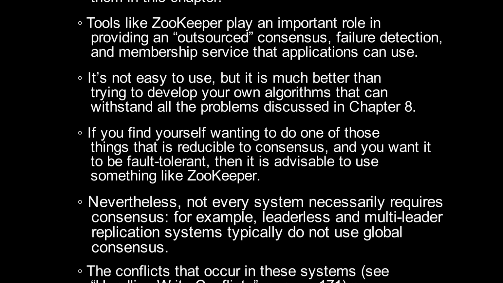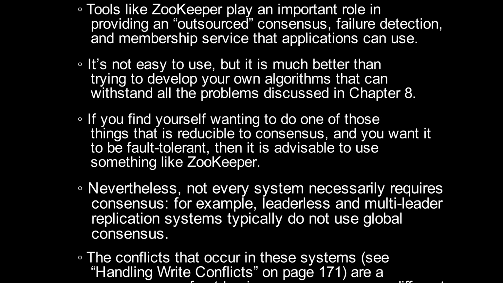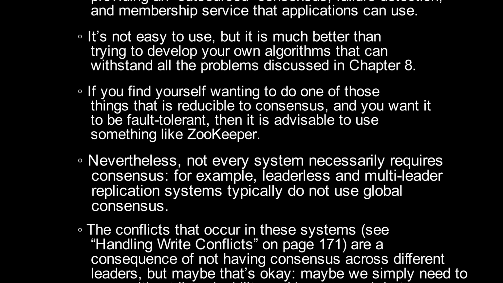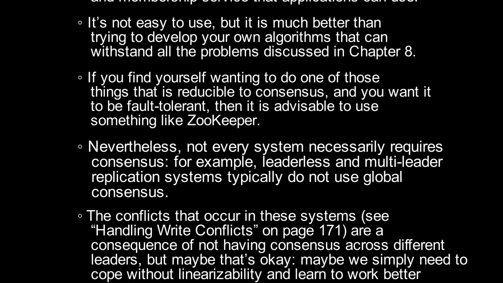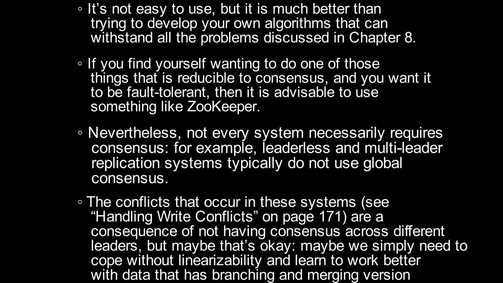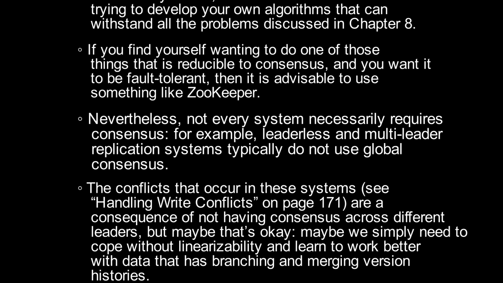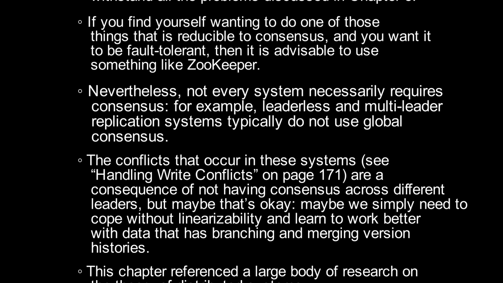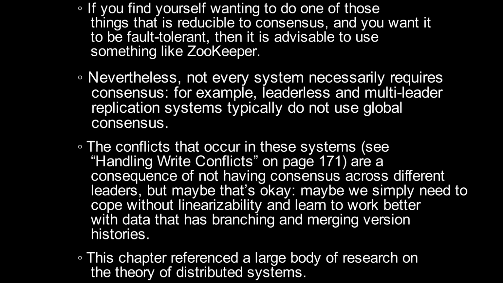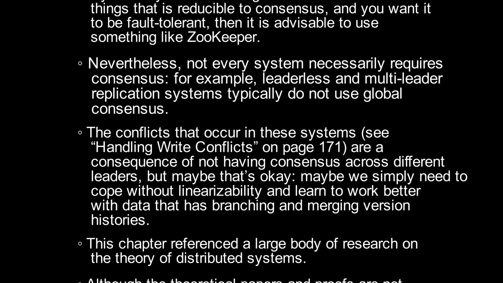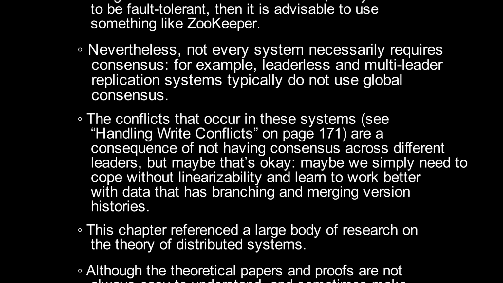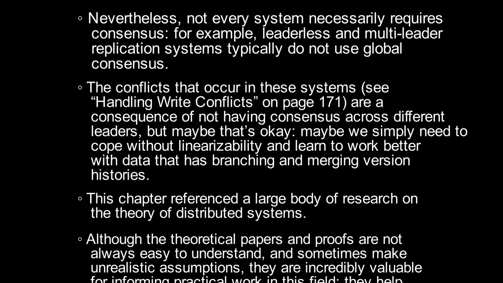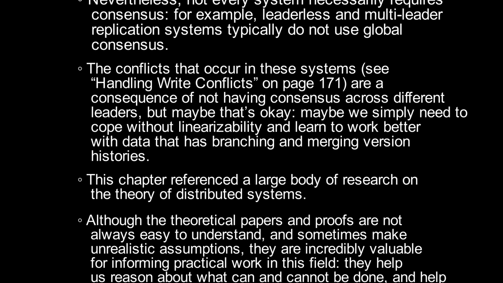Nevertheless, not every system necessarily requires consensus. For example, leaderless and multi-leader replication systems typically do not use global consensus. The conflicts that occur in these systems, see "Handling Write Conflicts" on page 171, are a consequence of not having consensus across different leaders. But maybe that's okay. Maybe we simply need to cope without linearizability and learn to work better with data that has branching and merging version histories. This chapter referenced a large body of research on the theory of distributed systems.